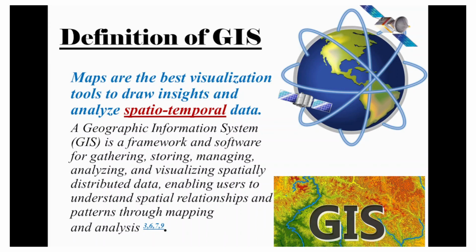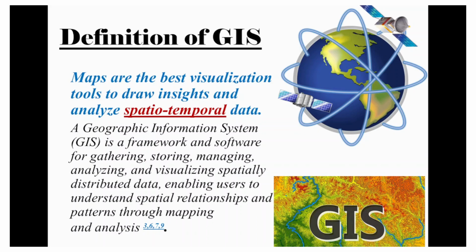Coming to the definition of GIS, let's start by putting it like this. A Geographic Information System or GIS is a digital technology that integrates hardware and software to collect, store, manage, analyze, and visualize spatial or geographic data. In simple terms, GIS helps us understand patterns and relationships in data that are tied to specific locations on Earth.